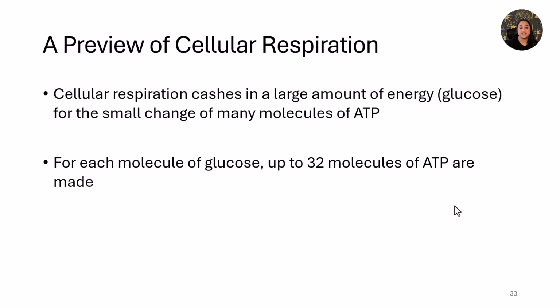So cellular respiration caches a large amount of energy in glucose for the small change of many molecules of ATP. For each molecule of glucose, you make 32 molecules of ATP. Well, up to. There's a little bit of variation that we'll talk about, but you can make up to 32 molecules of ATP. So instead of a $32 bill, who's going to take that? You have 32 single dollars.